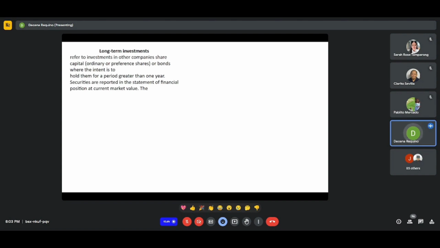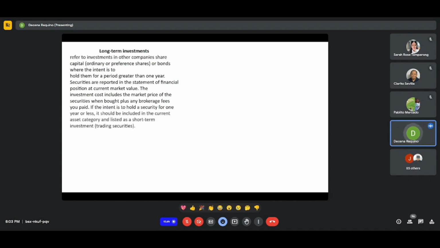Securities are reported in the statement of financial position at current market value. The investment cost includes the market price of the security when bought plus any brokerage fees you paid. If the intent is to hold the security for 1 year or less, it should be included in the current assets category and listed as a short-term investment o yung trading securities.